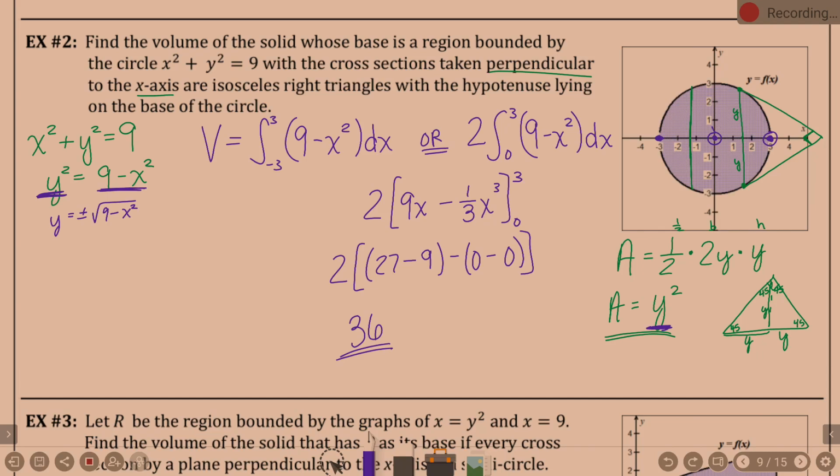Guess I kind of lost my v equals there, didn't I? But 9 times 3 is 27. A third of 3 cubed. Well, I know 3 cubed to be 27. A third of that is 9. 27 minus 9 is 18. 18 times 2 is 36. So the symmetry thing still applies. Use it when you can.